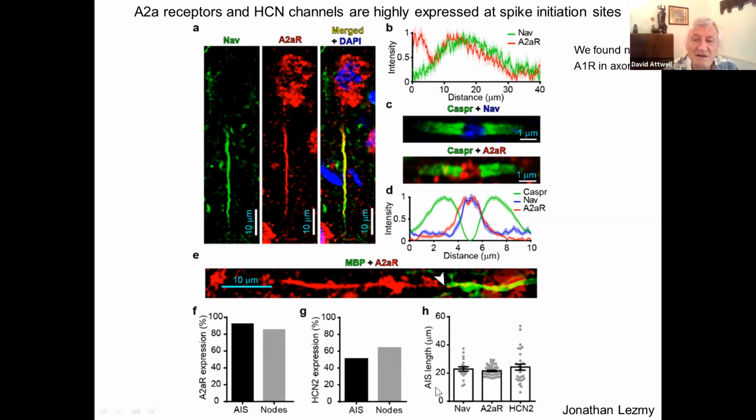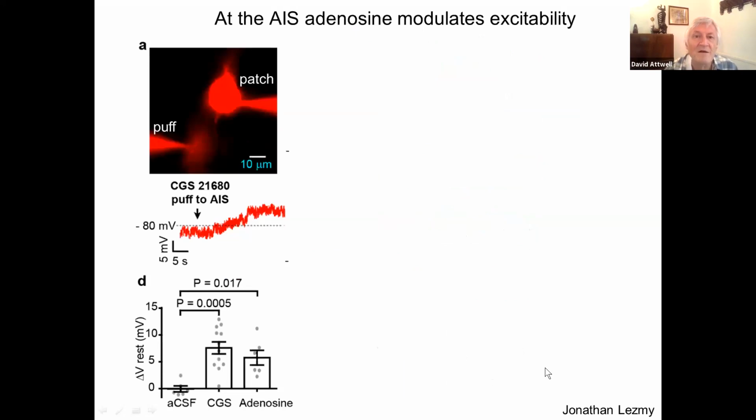And if you measure the length of the AIS, it comes out as pretty similar no matter which of these three markers you use. So can we look at what these adenosine receptors do? We can patch clamp layer 5 pyramidal neurons and puff adenosine. We've put a red dye, Alexa 594, into the cell here, and we then puff adenosine or an analog, CGS, which activates A2A receptors. There's a red dye in this pipette as well, so we can see where it goes.